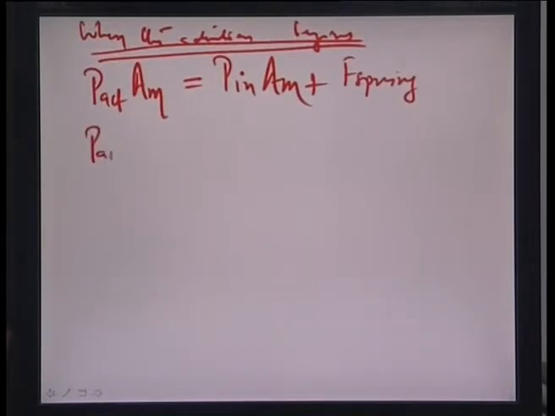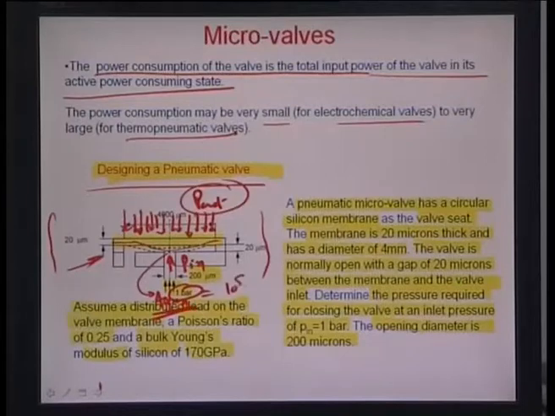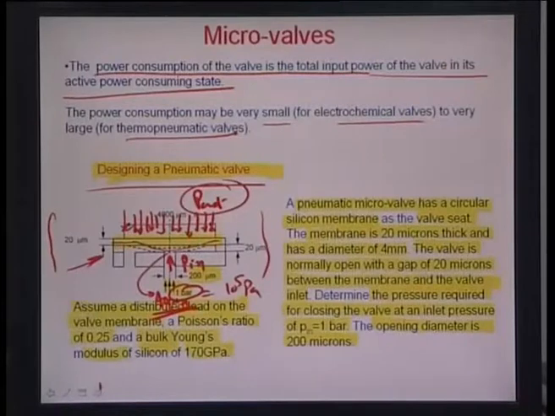So, you have the actuation pressure needed is P inlet plus F spring times 1 by Am. Am essentially is pi r square, r is about 2000 micrometers, and so therefore, the actuation pressure would be 10 to the power of 5 pascals. So, the pressure in the inlet side is close to 1 bar, which is nothing but 10 to the power 5 pascals, as you know, plus the spring force, which is 6.08 times 10 to the power 3 times the deflection, which is again about 20 times 10 to the power of minus 6. That is essentially the 20 micron displacement that would happen here, as you see.